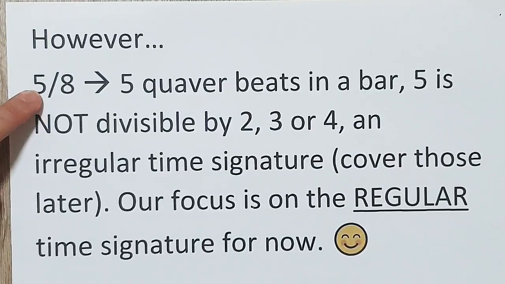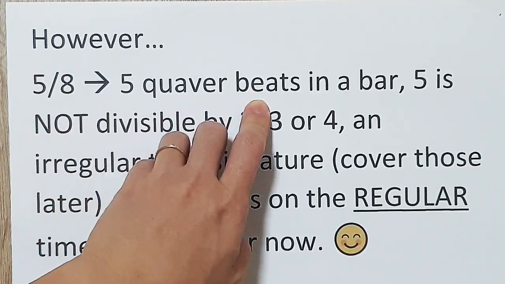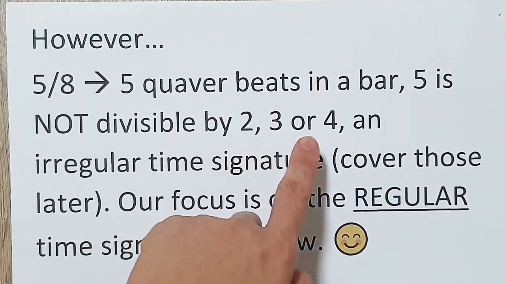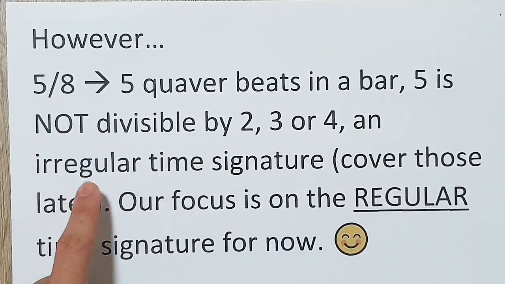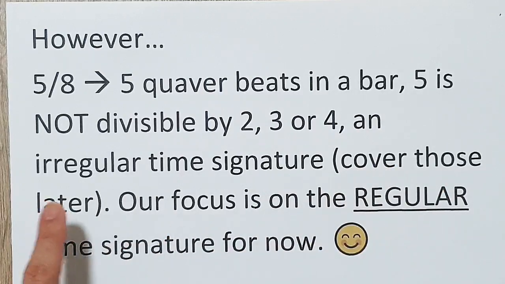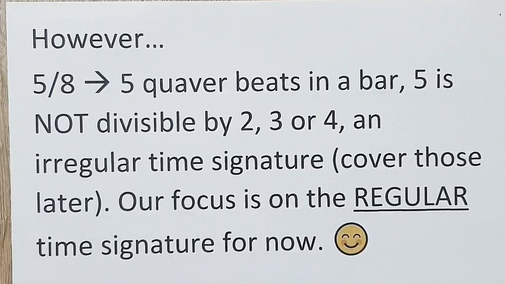However, 5-8 time signature, there are 5 quaver beats in a bar. 5 is not divisible by 2, 3 or 4. So 5-8 is an irregular time signature, which will be covered later. Our focus is on the regular time signature for now.